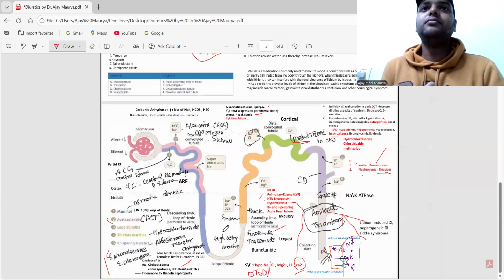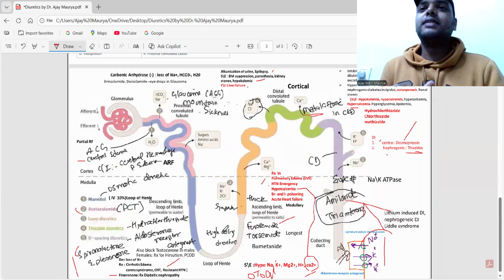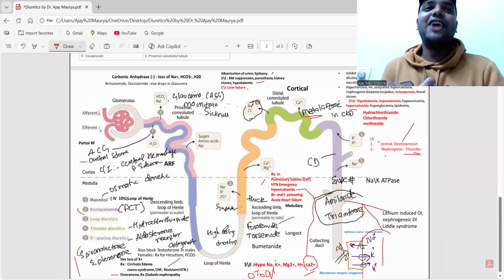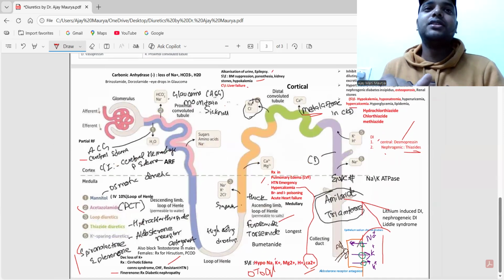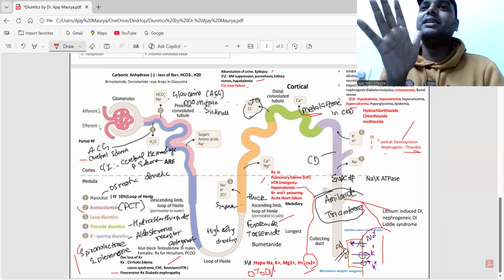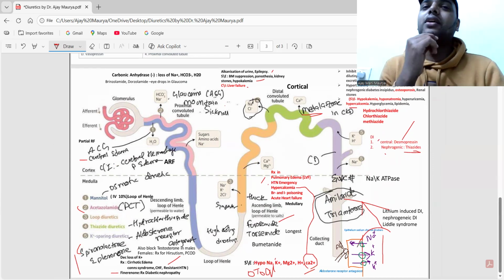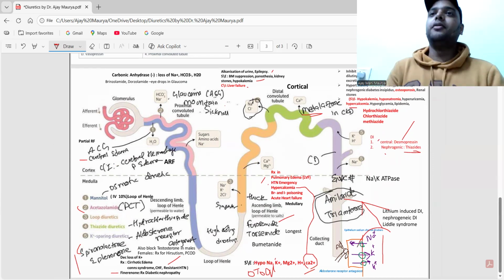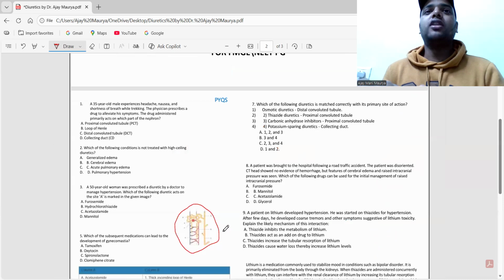Can you solve the MCQs? Are you ready for the MCQs? Tell me, what are the drugs that cause gynecomastia in males? Please comment below. Thank you. Next, let's solve the questions here.